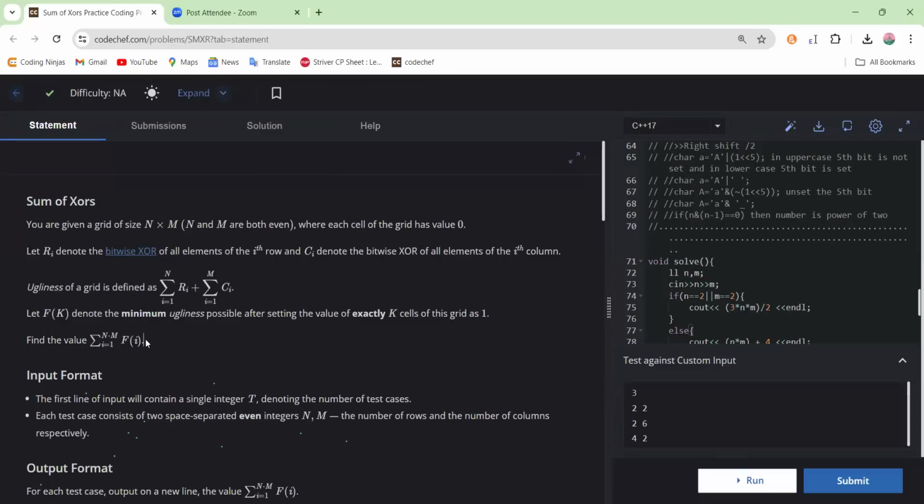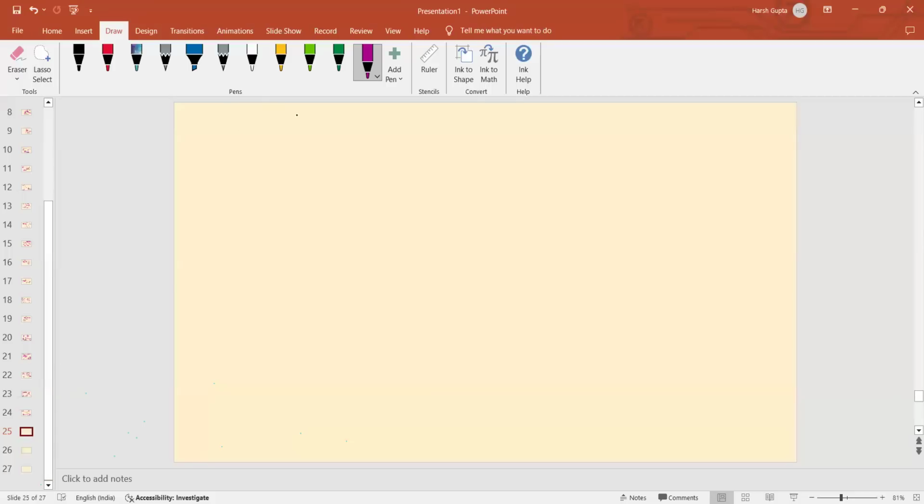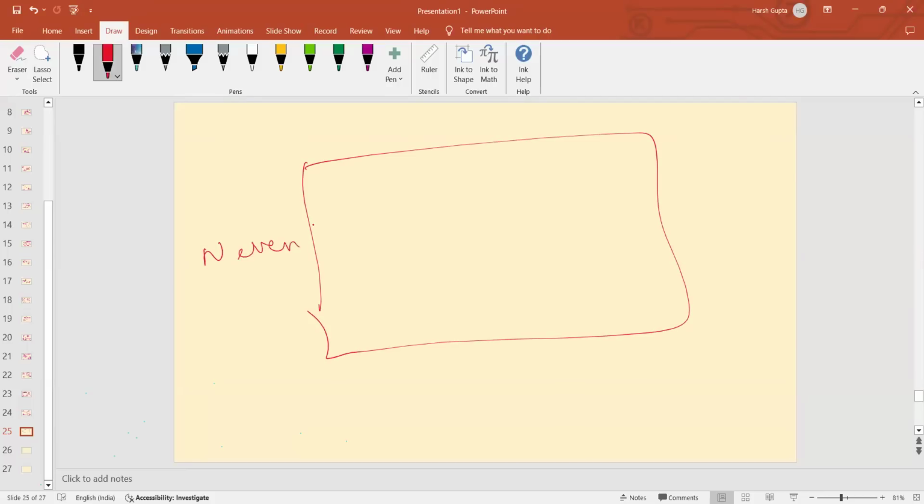Is the question part clear? So let's see how we can solve this. The first thing you can think is that we are told n is even and m is also even. So there must be some significance of this. Otherwise, they would not have told us. There must be some significance of this.